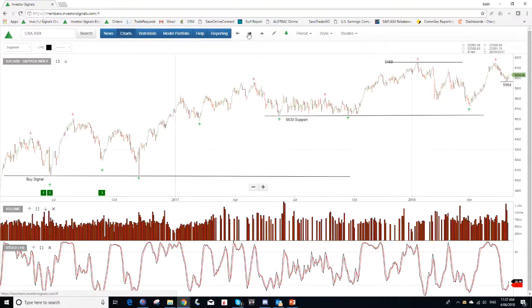When we look at this, we had a high of 6,150 points earlier in the year, and it traded down to a low here of roughly 5,700.